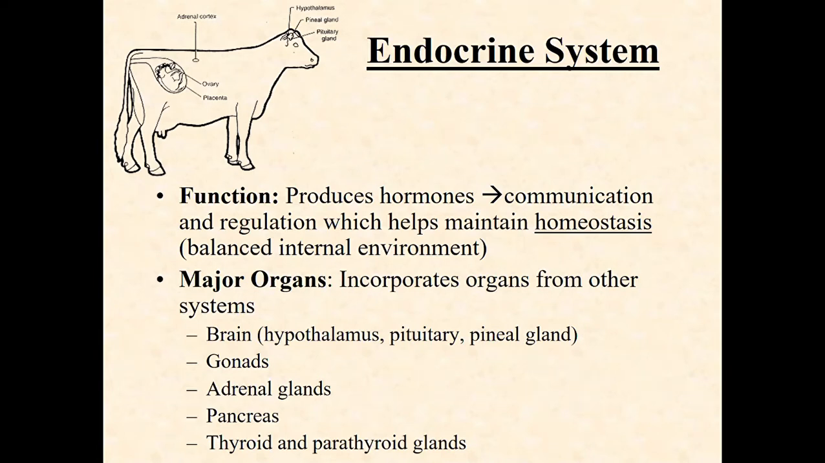Major organs incorporate organs from other systems. So you have your brain, which is the hypothalamus, pituitary, pineal gland, gonads, adrenal glands, your pancreas, your thyroid, and parathyroid glands, which release hormones that control metabolism.